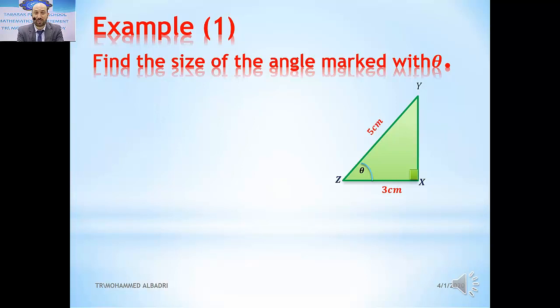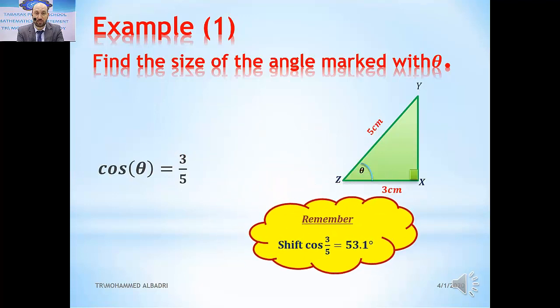So now it's very important to know how we could find theta. If we want to find the angle, we have to make a relationship between what we have and what we want. We have the hypotenuse and the adjacent, and we want to find the angle. So the relation between the adjacent and the hypotenuse is cosine. So cosine theta equals 3 over 5. And if you want to find theta, remember that theta equals shift cosine 3 over 5 equals, and we will have 53.1 degrees.